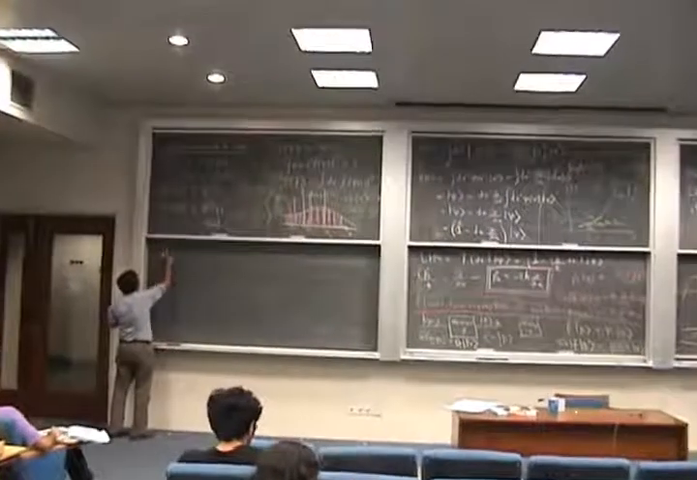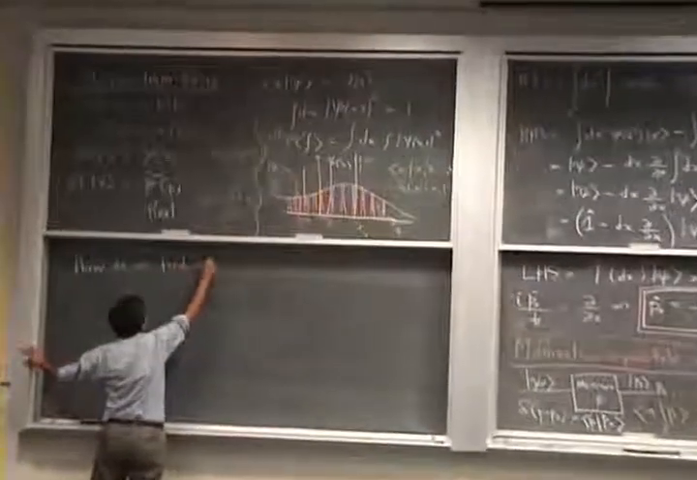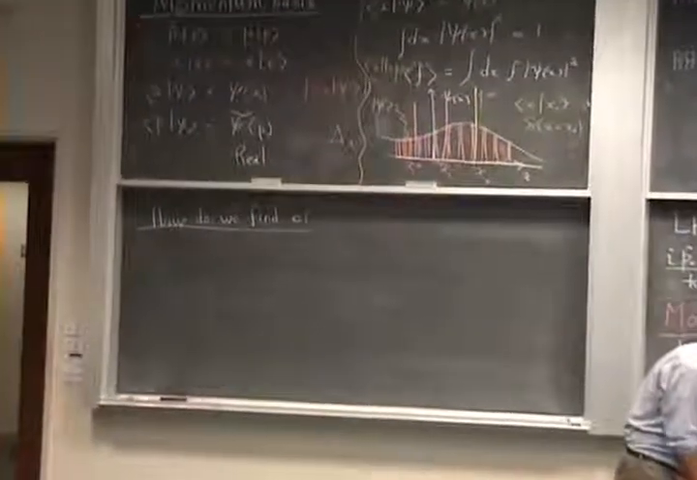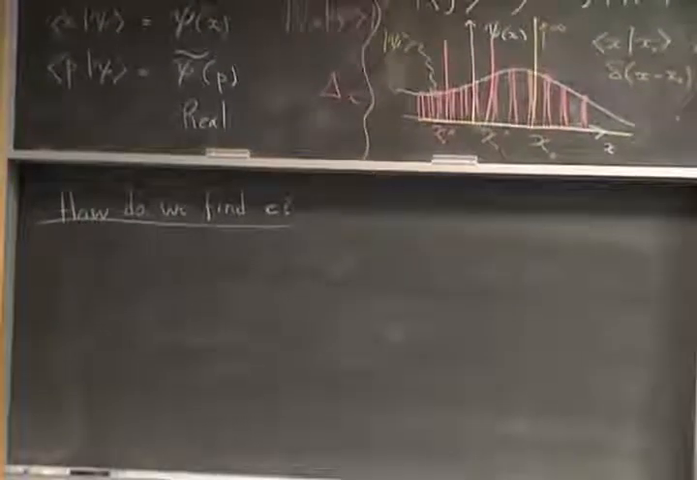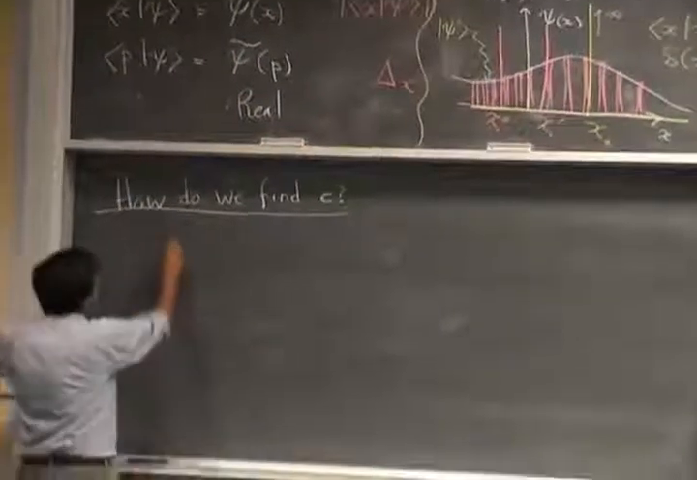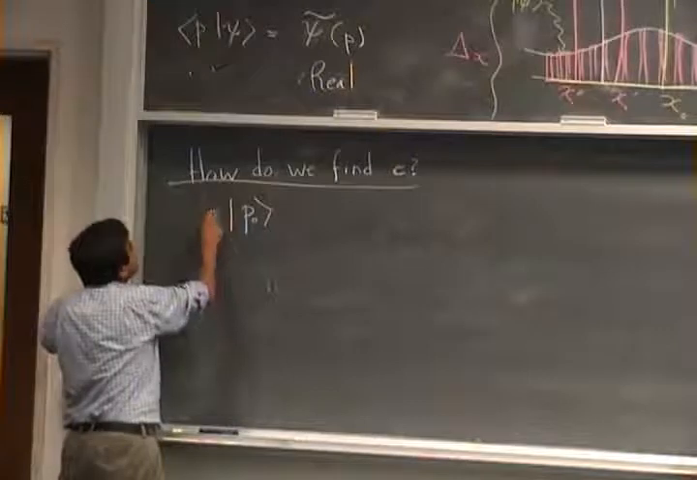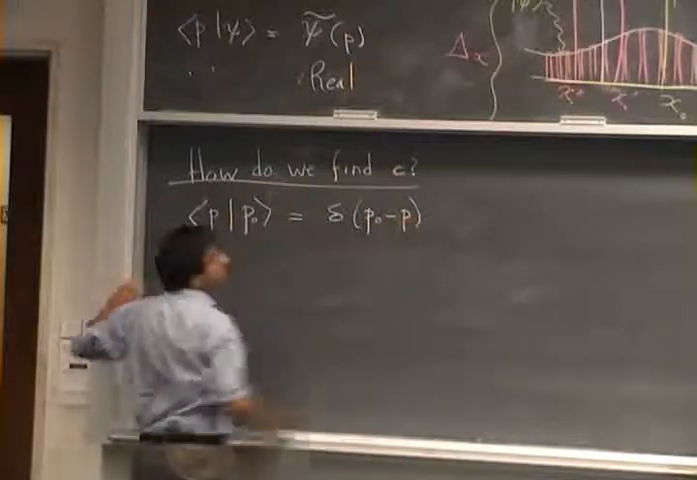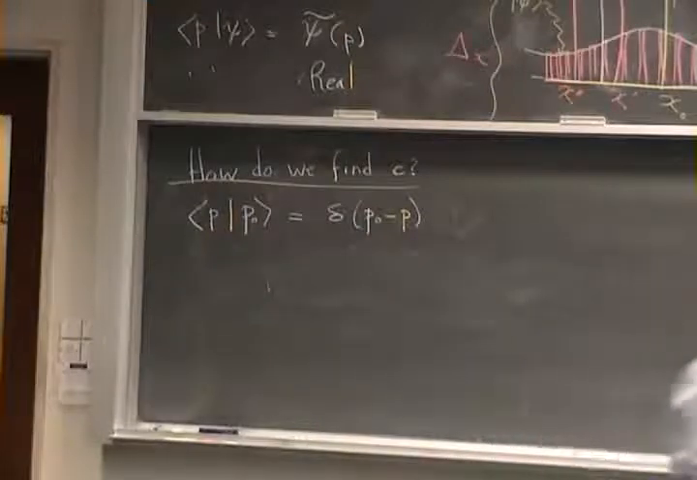The next question is, how do we find C? Alright. Suppose we have prepared this state p naught. In the momentum state basis, what is this wave function? Delta of p minus p naught.